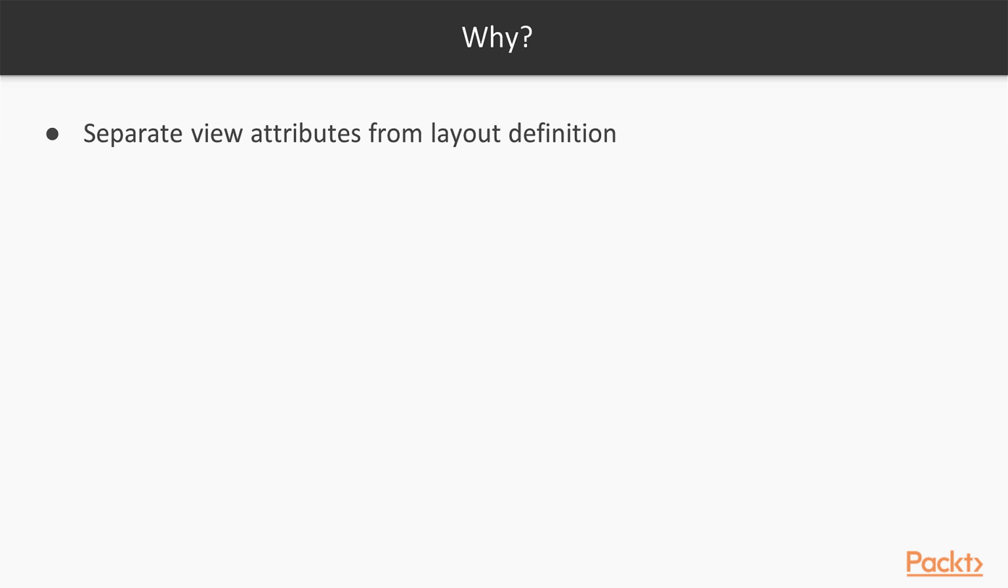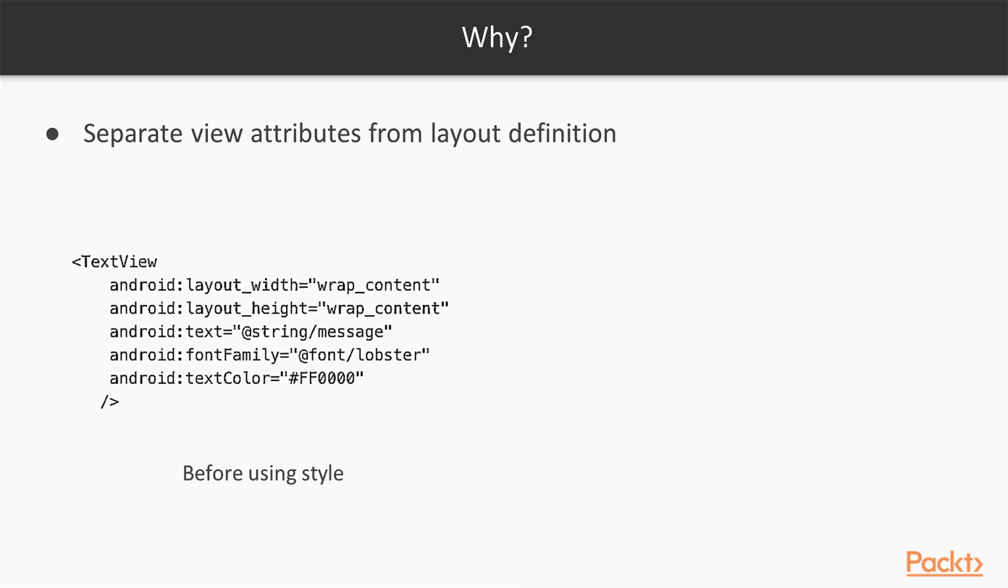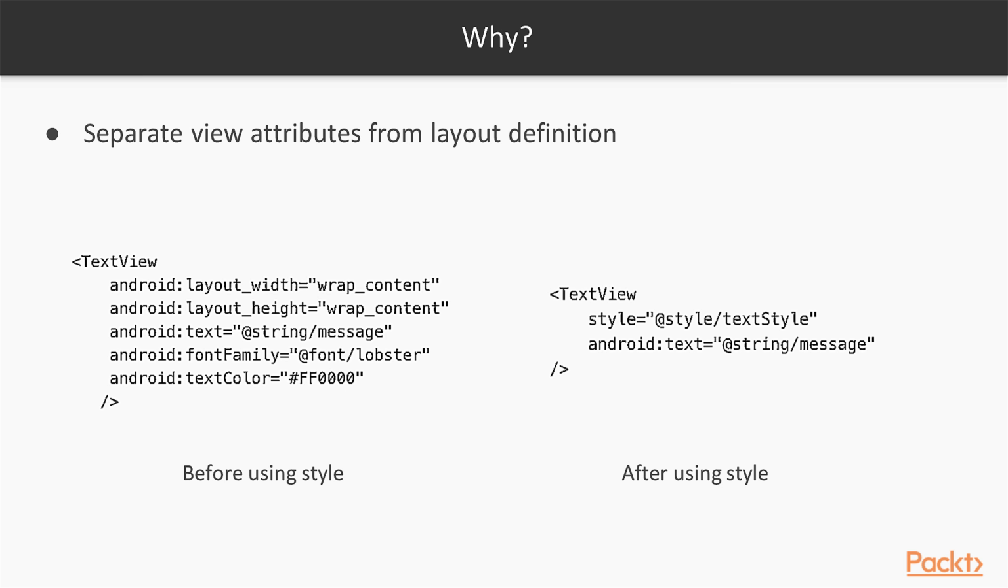Why do we need them? Because it is necessary to separate view attributes from the layout definition, so it will be easier to maintain the project later. As you see in the top code snippet, there are lots of view properties in the text view and we should repeat them in other text views too. But in the bottom approach, we just use a reference on the text view to this style.